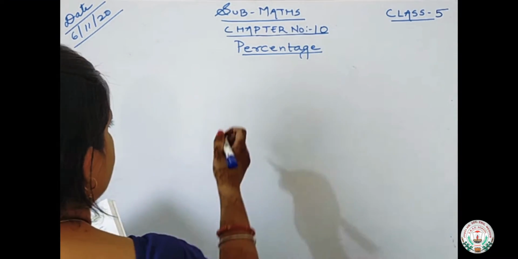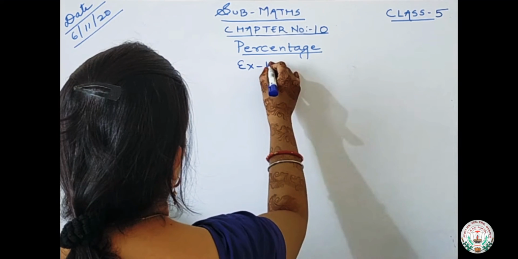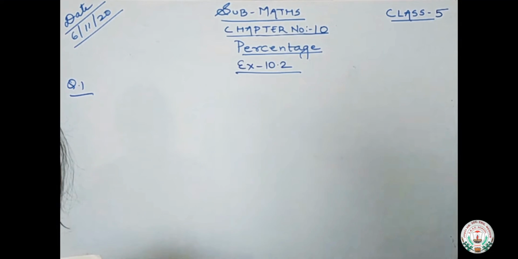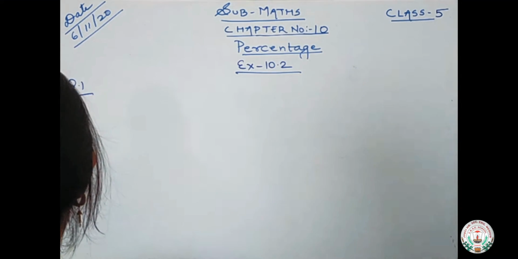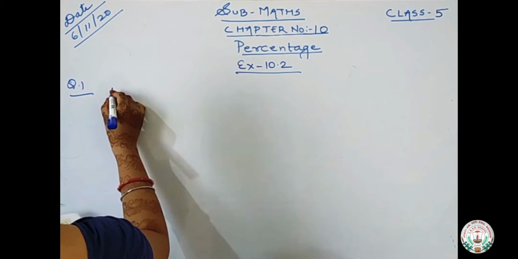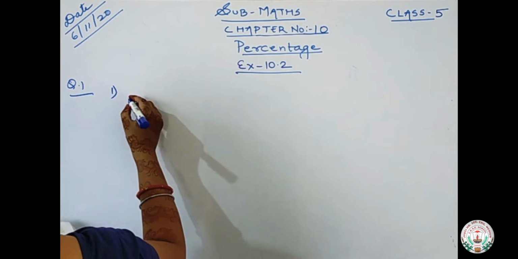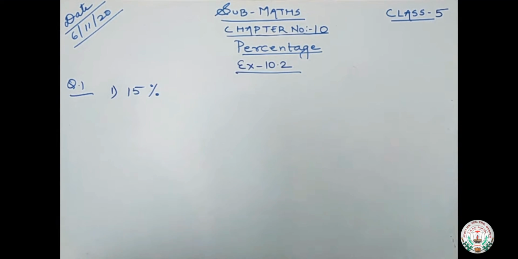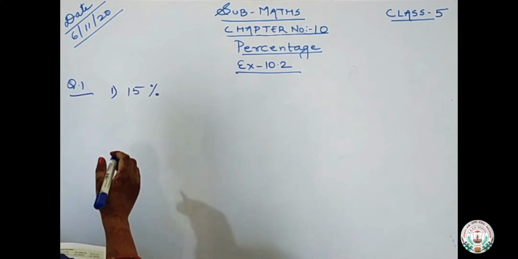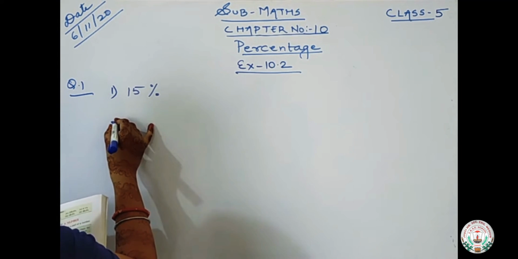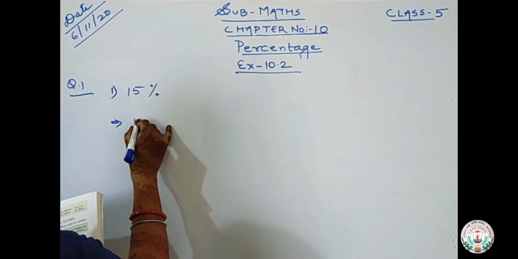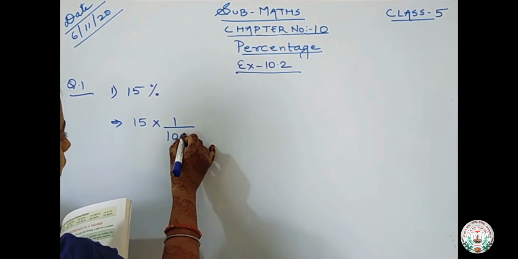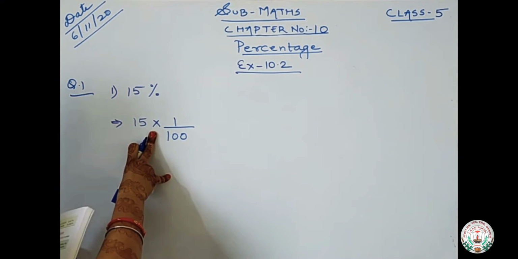Question number 1 of exercise 10.2 is: express the following as a common fraction or mixed number in the lowest terms. We have to express the percentage as a fraction in the lowest terms, meaning we cancel out wherever possible. Question number 1 is 15 percent. What I have just explained in the example, we will write the number as it is, and in place of percentage we put 1 upon 100, with the multiplication sign in the middle.